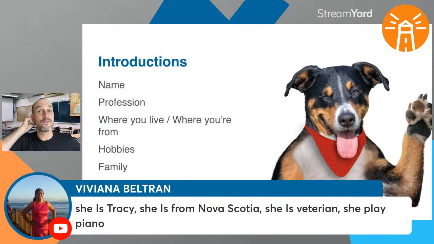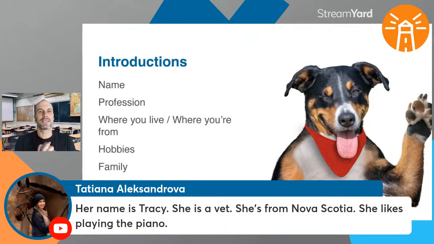She is a veterinarian. So spelling veterinarian, you're close. And if you're not sure, you can just say vet. Viviana, you can say VET, vet, and that would be enough. She plays piano. Very good. So 90% correct. Just a couple details are missing, Viviana. Let's see how Tatiana did.